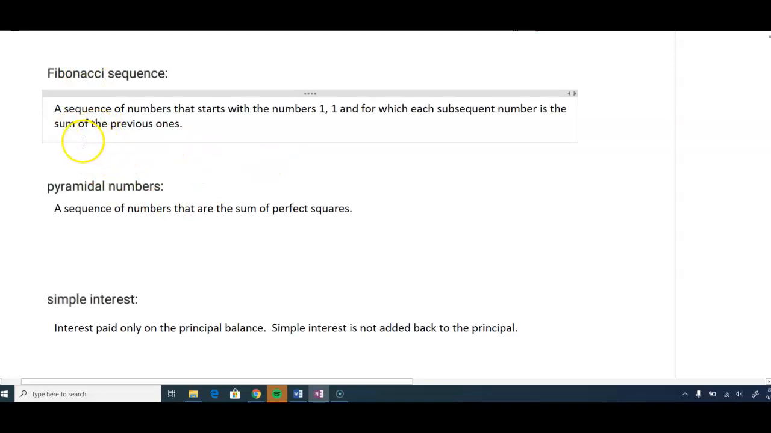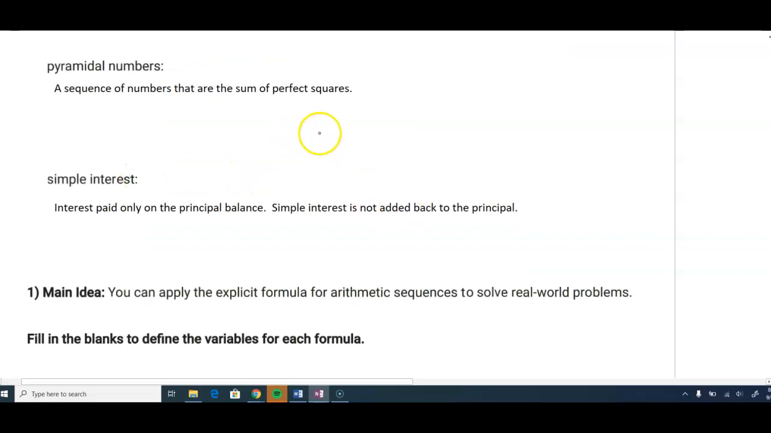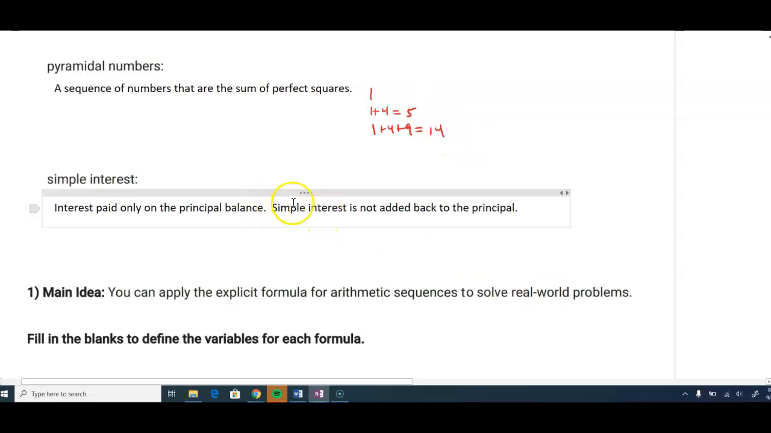Fibonacci sequence is the new one, and we're going to talk about this a little bit more, but it's a sequence of numbers that starts with the number 1, and for which each subsequent number is the sum of the previous ones. Okay, so we'll talk about that a little more via example. There's also the pyramidal numbers, which is a sequence of numbers that are the sum of the perfect squares. So you would have 1, then you'd have 1 plus 4, which is 5, and you'd have 1 plus 4 plus 9, which is 14, and so on.